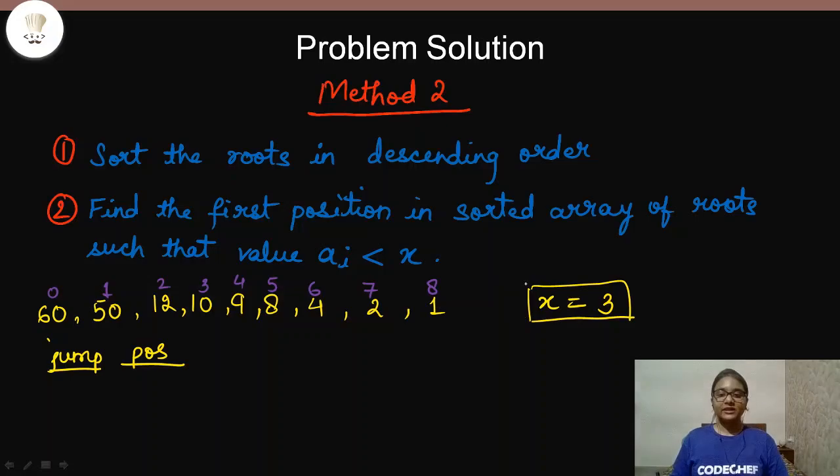Then we have taken the queried value x to be 3. And we'll have two terms, jump and position. Now what these two terms will do, we'll discuss about it. First, let us see the second step.